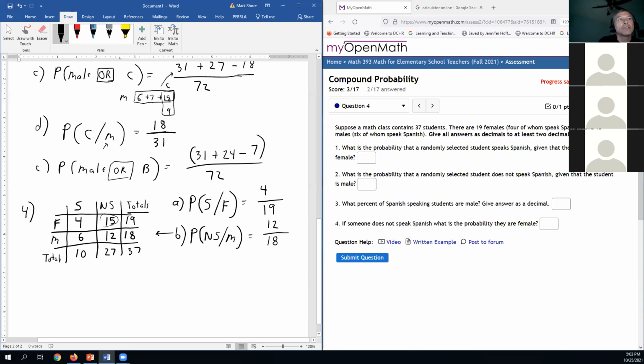So what's the probability that a person does not speak Spanish given that they're male? It's out of the males, 18 of them. How many don't speak Spanish? 12. I'll do it right there. Let's check out the third part. What percent of Spanish speaking students are male?